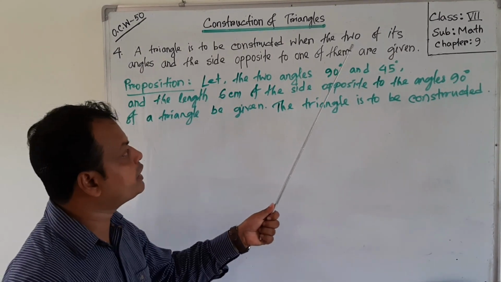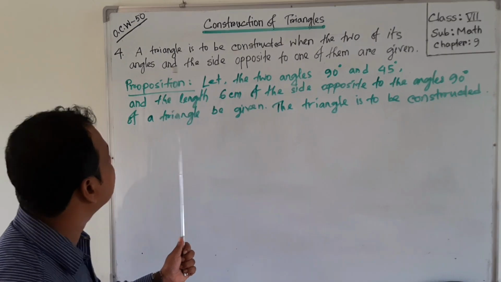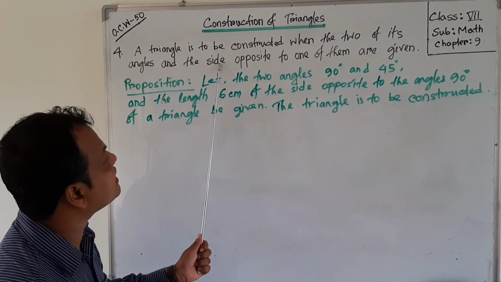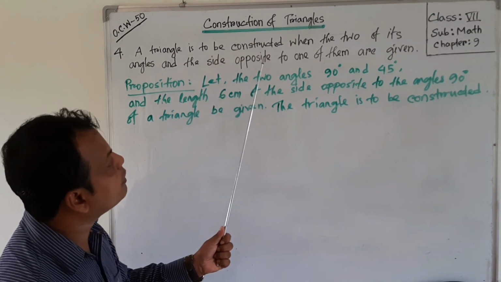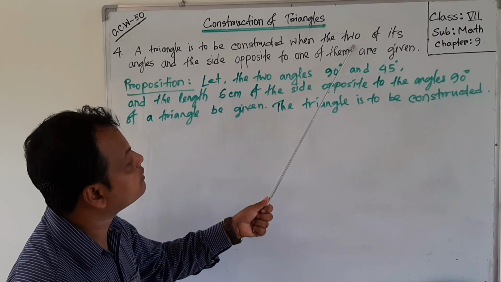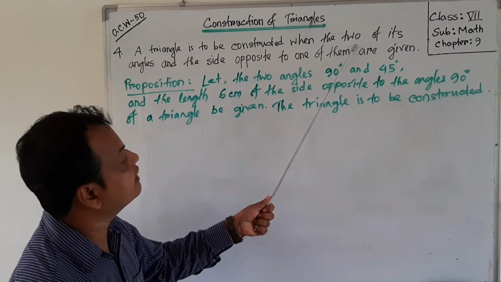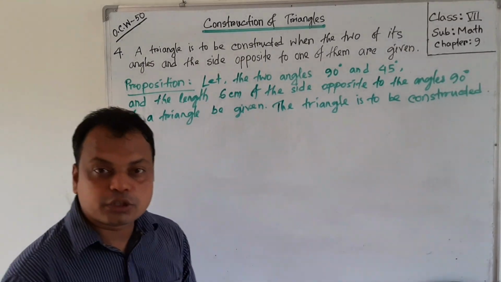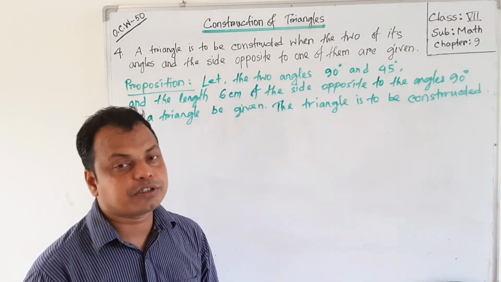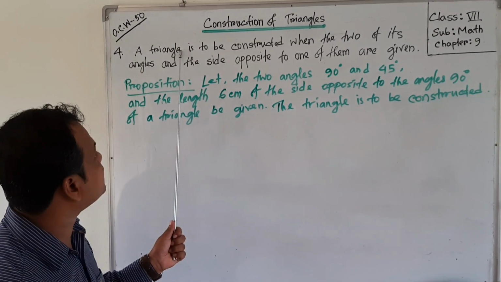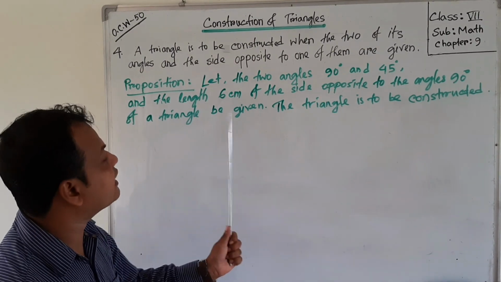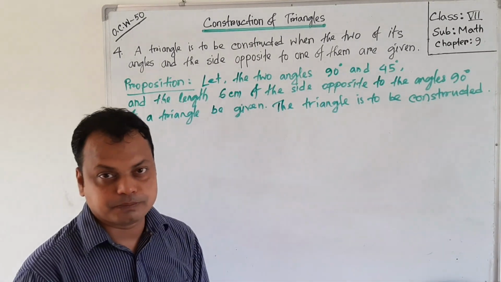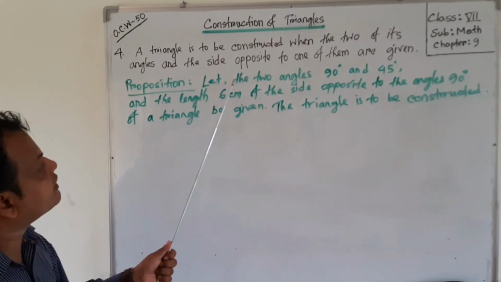The given information is two angles and one side. The side will be opposite to one of these angles. So this is the question. At first we have to construct a triangle. Information is two angles and one side. So write the proposition.